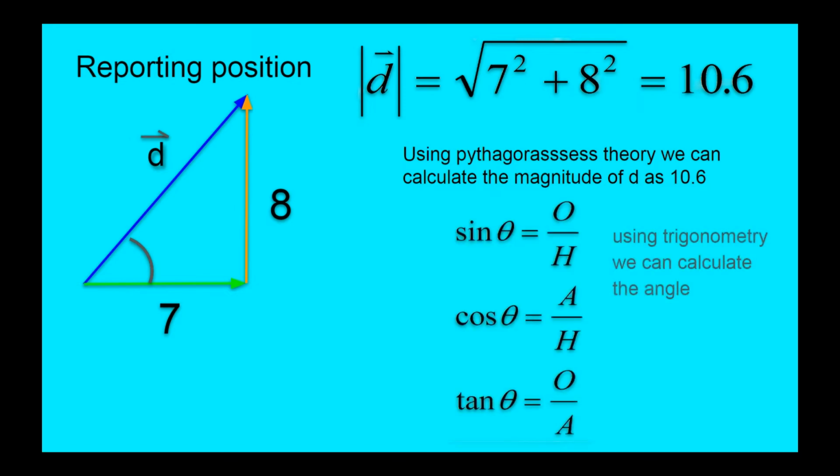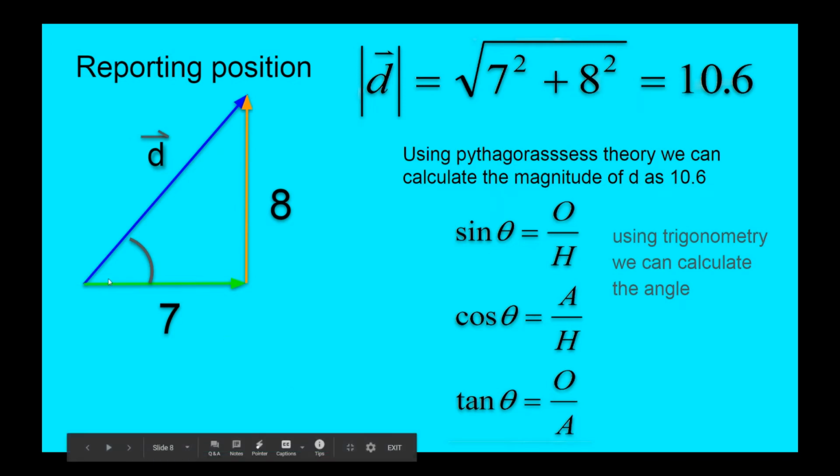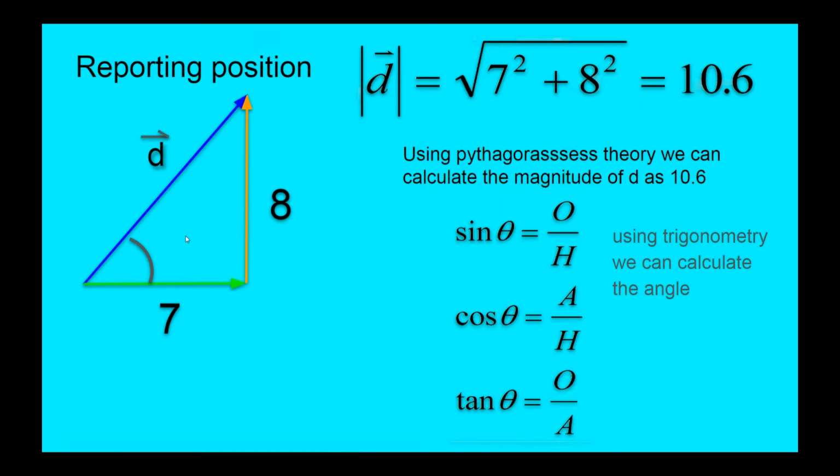Now we need this angle. Let's think about this. If you have a triangle of 7 and 7, that angle is 45 degrees. So this angle is going to be a little bit more than 45. But we can use trig if you wish. It is not required in grade 11. It's required in grade 12.